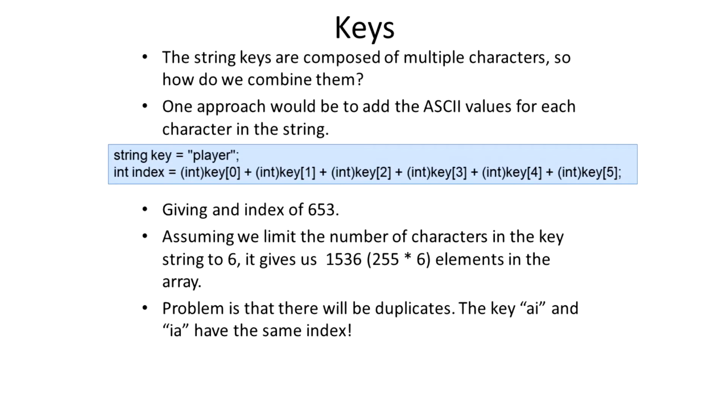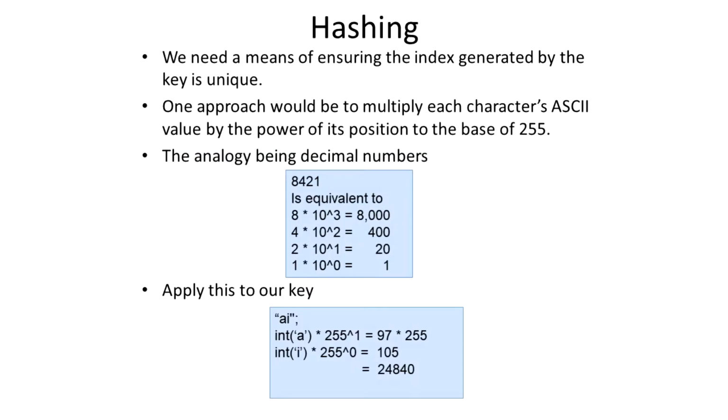And whilst this helps to prevent duplicate indexes for words which start with the same letter, there are still problems where you have smaller words that have the same letters, but just in a different order. For example, the word AI will have the same index as the word IA. So one approach to solving this issue might be to multiply each of the characters' ASCII values by a different number depending upon its position within the word, so that each combination of letters would result in a slightly different index, because each of the letters will be multiplied by a different number for each combination.